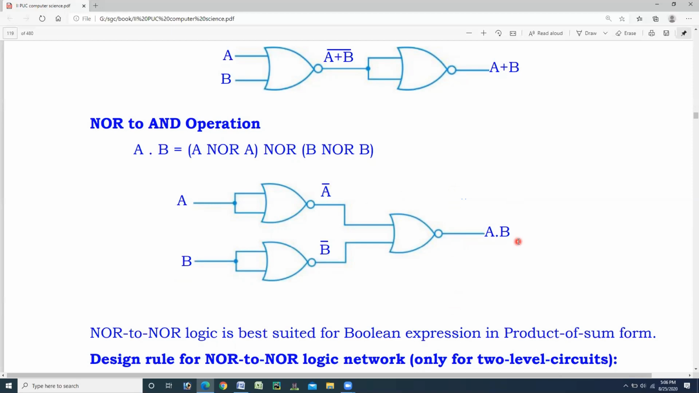Right? So in today's class, we have completed a set of questions, that is, realize NAND to AND, OR, NOT, and realize NOR to AND, OR, NOT. Along with that, we have completed one more, that is the NAND to NAND logic network. So from this, questions may be expected in the exams, right?